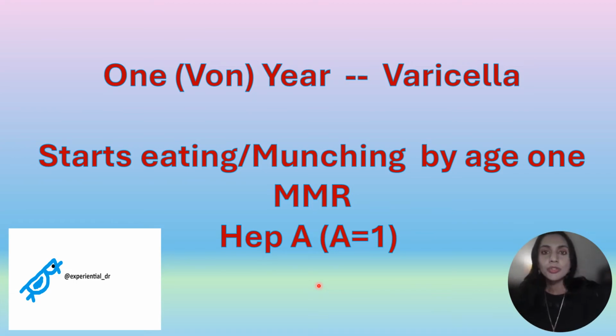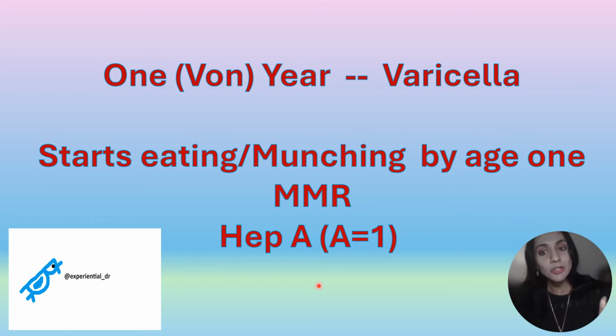By age 1, most kids are also eating solid food, or munching on solid food. So the M should help you remember the first dose of MMR, which is measles, mumps, and rubella. This is important to remember because you should not confuse it with the other M vaccine, the meningococcal vaccine, which is due at a later age group. So at age 1 year, or 12 months, you have the varicella vaccine, first dose, and MMR, because kids are munching on solid food by this age.